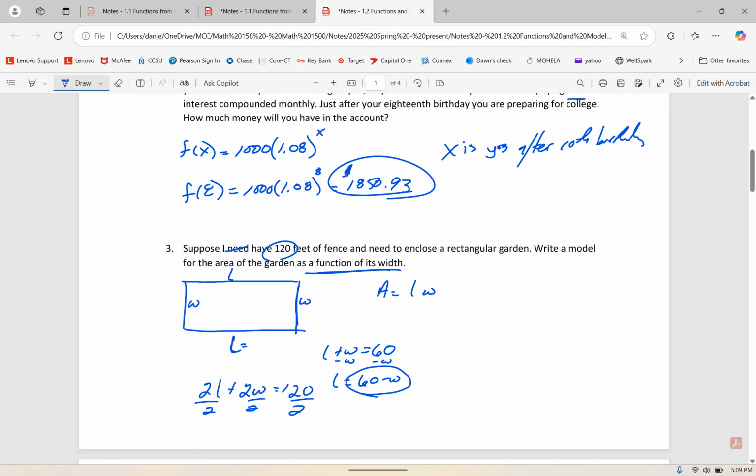Now I want to take that 60 minus W and substitute that in place of the L. So my area is equal to the length, which is 60 minus W, times the width, which is W. Now notice this is a function of just W, so now we could say my area as a function of the width is 60 minus W times W. Okay, so this is the model that represents the area of a garden as a function of its width if I have 120 feet of fence. Okay.